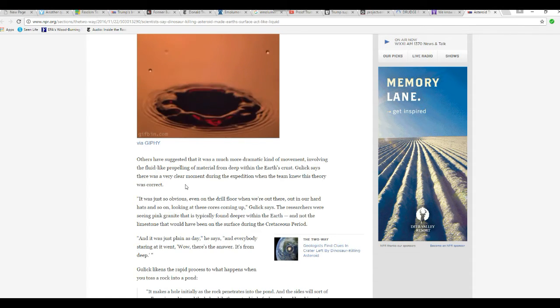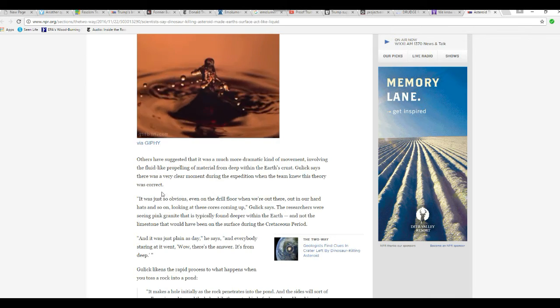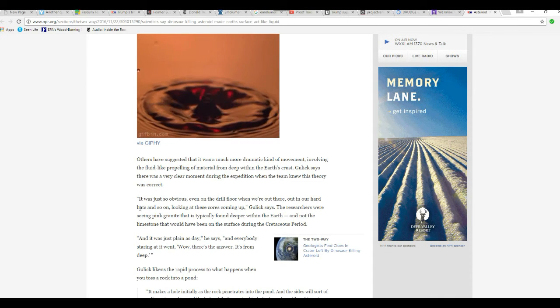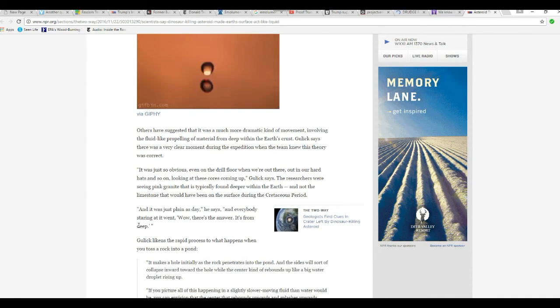Gulick says there was a very clear moment during the expedition when the team knew this theory was correct.